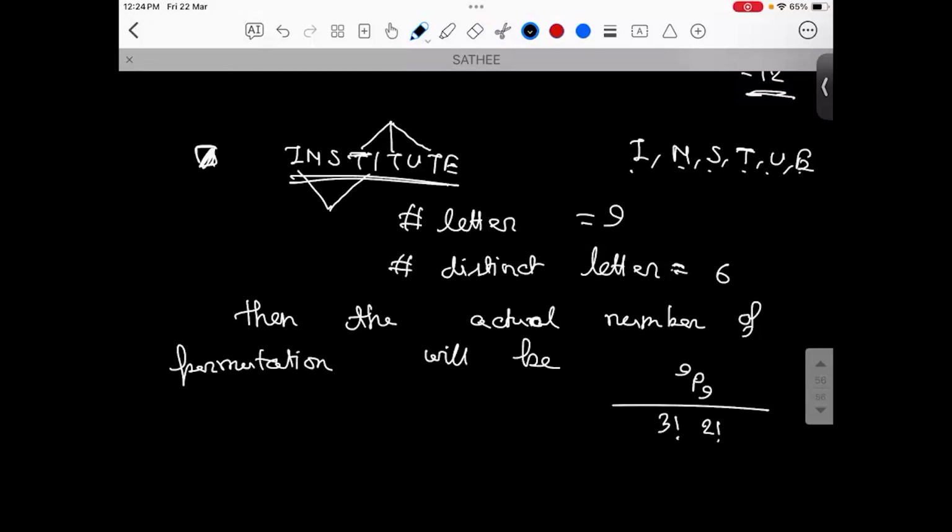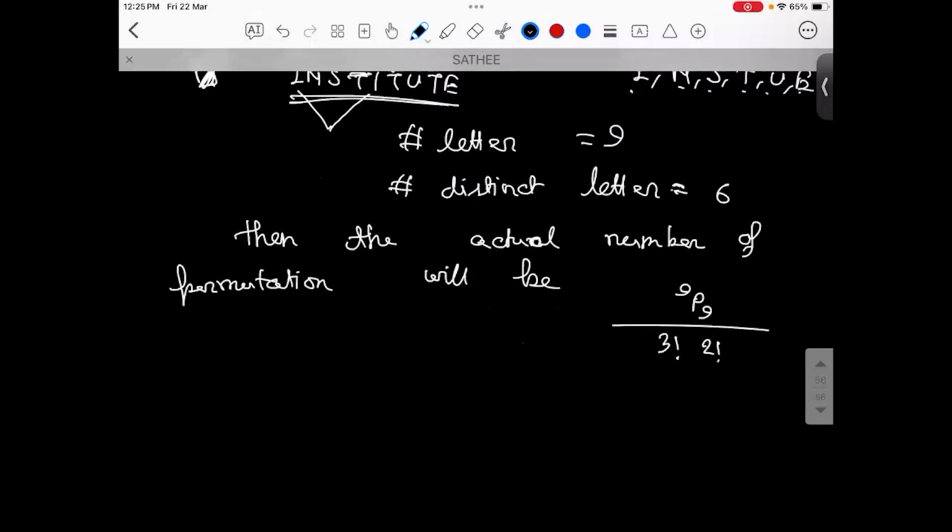In general, if the numbers of repetitions of each letter are P1, P2, P3, and so on, then the number will be nPr divided by those factorials of the numbers of repetitions of these letters. Why we divide by 3 factorial and 2 factorial will be discussed in the next class. But the theorem I can state.